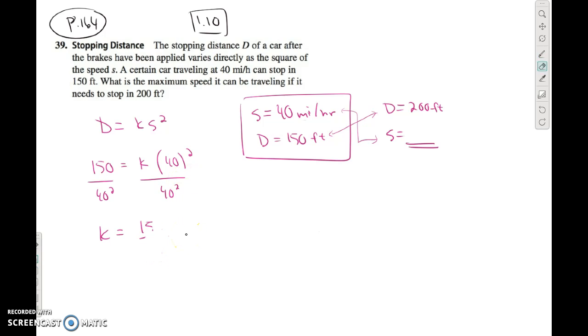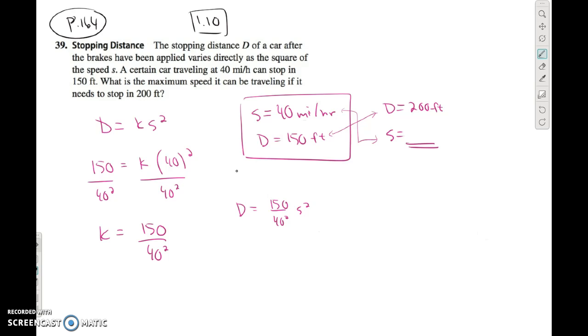And I guess I could clean this up a little bit. I'm not sure I really want to. These are usually calculator type problems. I'm just going to leave it. All right, so my model is distance equals 150 over 40 squared times s squared.